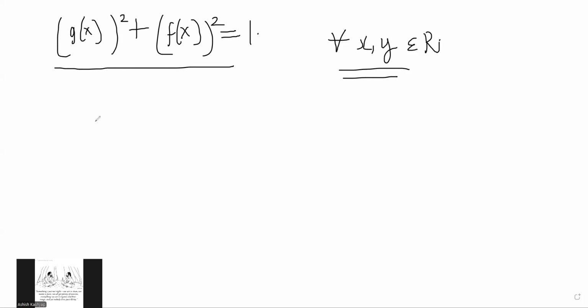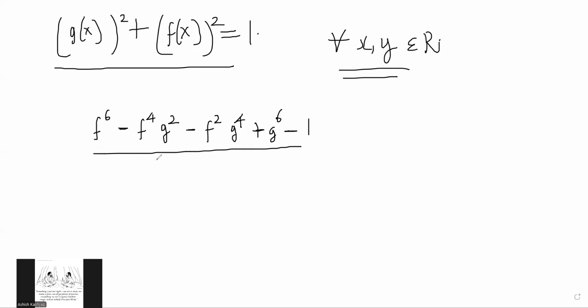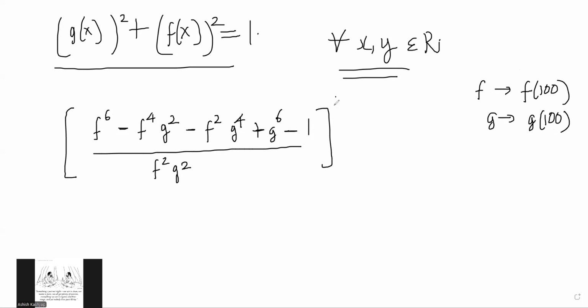So it was something like this: f power 6 minus f power 4 g square minus f square g power 4 plus g power 6 minus 1 divided by f square g square. And all of this, f stands for f of 100 and g stands for g of 100. And the whole thing was raised to a square also. We'll first simplify the inside part. We'll write it as f power 6 plus g power 6 minus f square g square, we have f square plus g square minus 1.